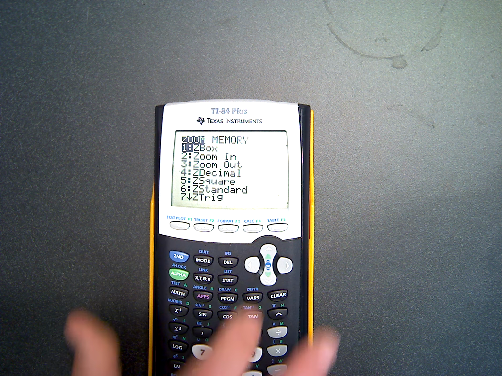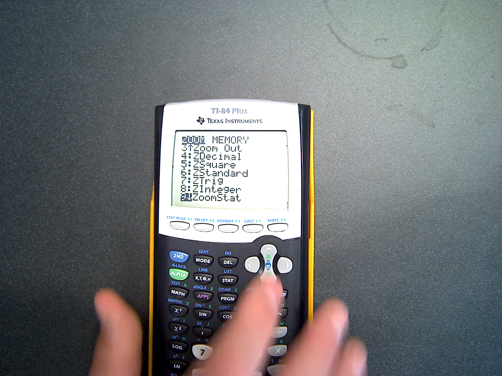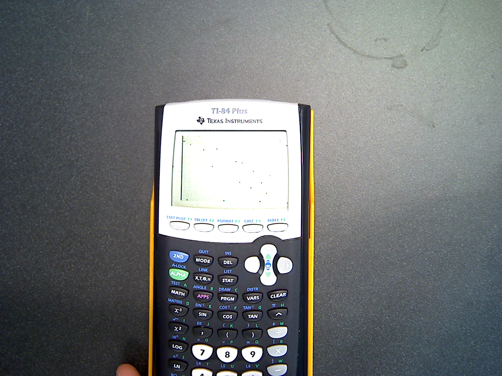And then if you go, you can just hit the number 9 right now, but if you go down to number 9, take a look at what it says. It says ZoomStat. That's a zoom feature that's very unique for our class and statistics in general. I hit enter, and hopefully you see the dots on there. They're pretty faint for my picture. And it looks like it drew a line too.